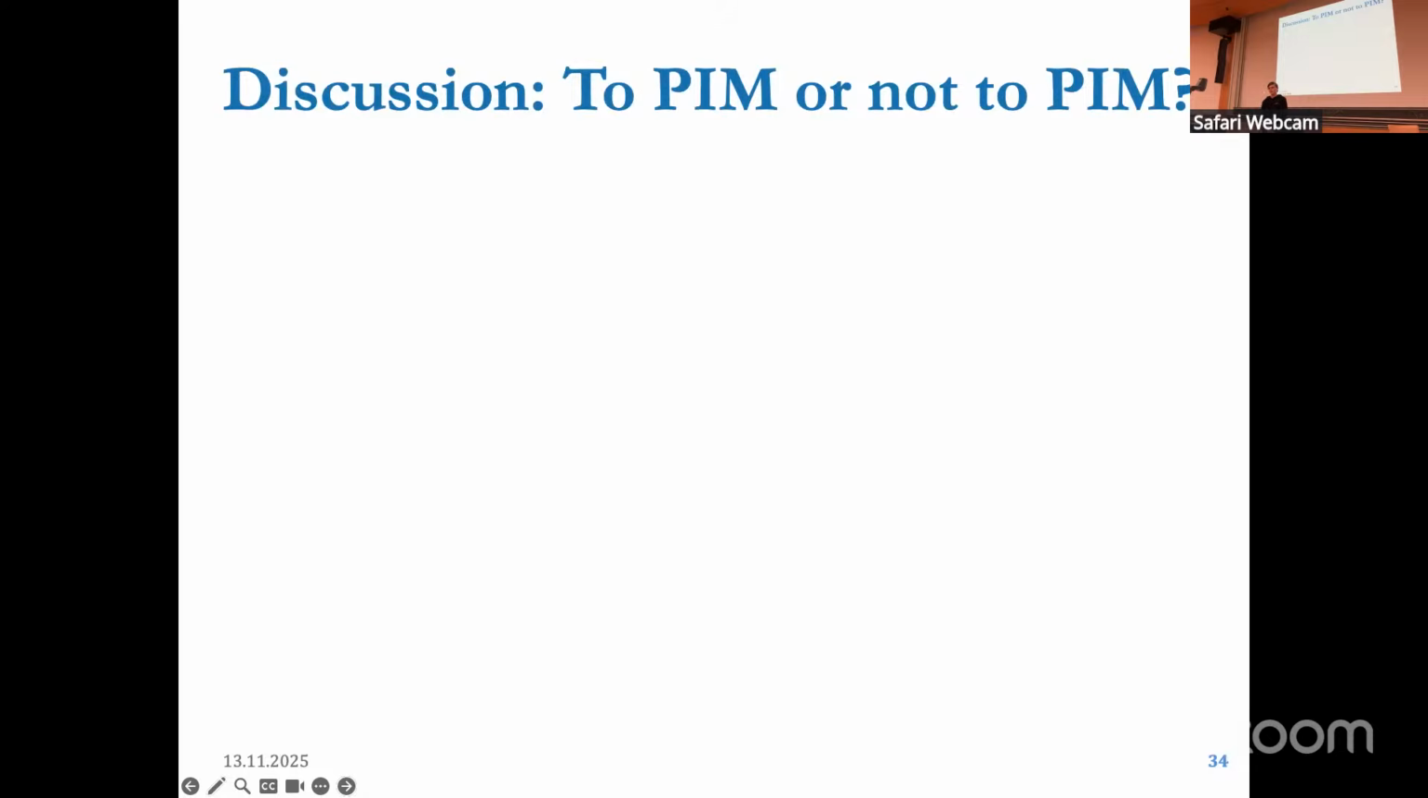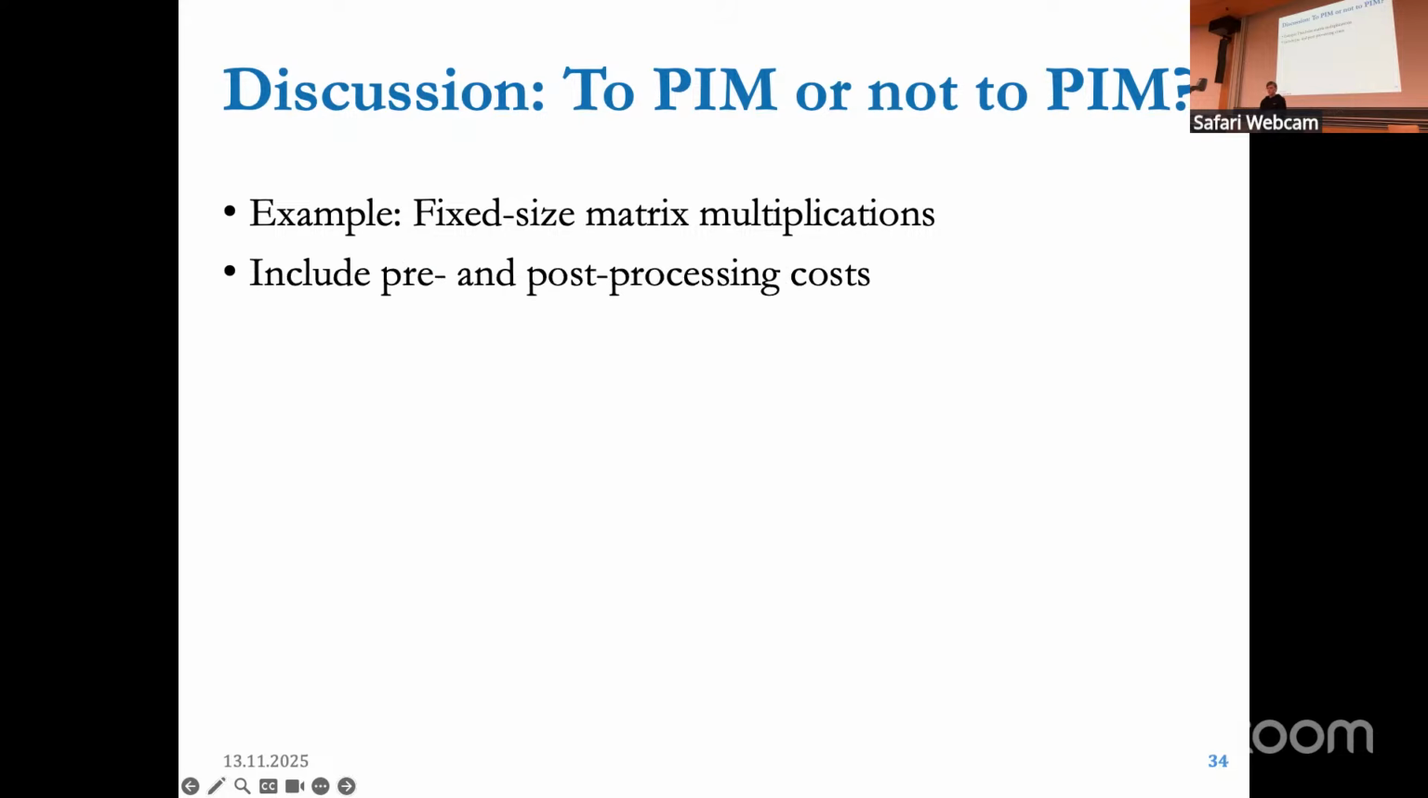So the first point I've thought about: now we have a way to probably model our costs. We have some example applications where we've already used processing memory, for example, matrix multiplications. And when we include pre and post processing costs, could we maybe decide whether processing memory would be worth it or not?